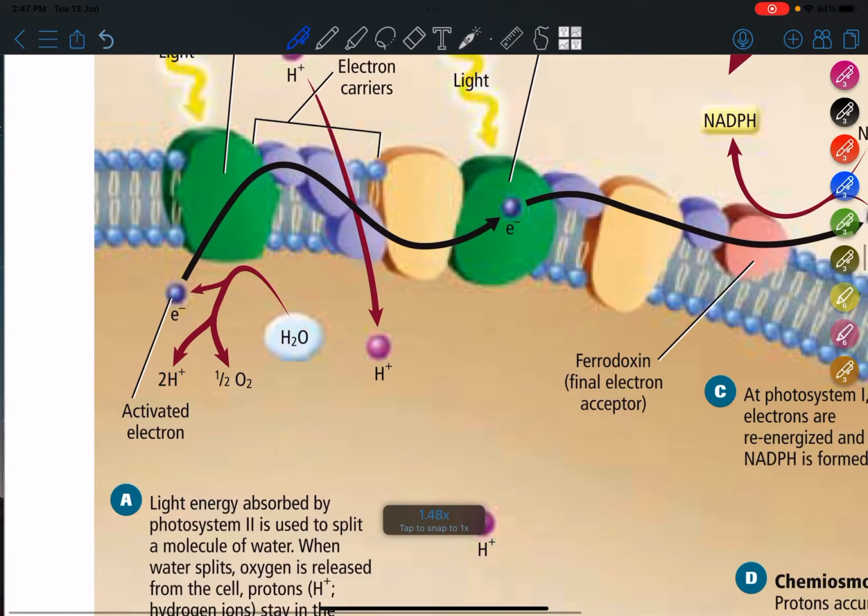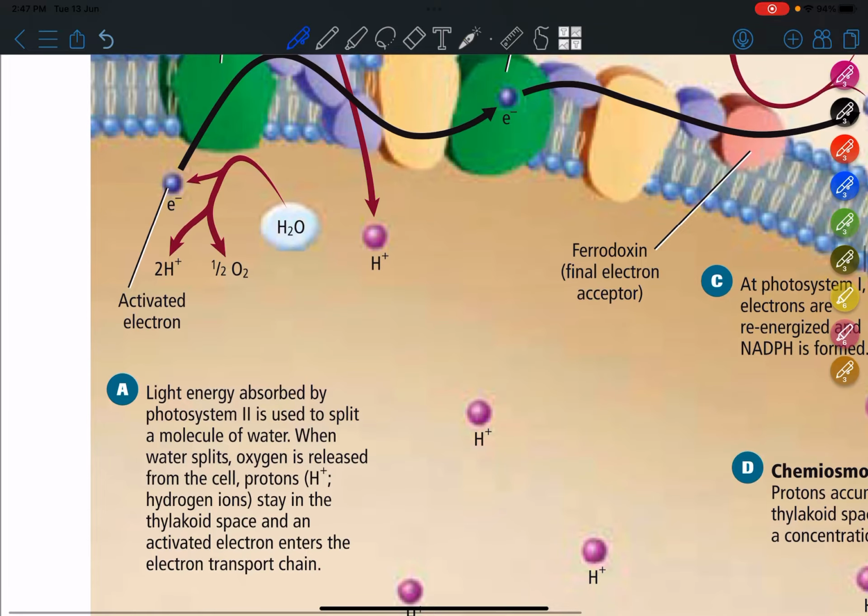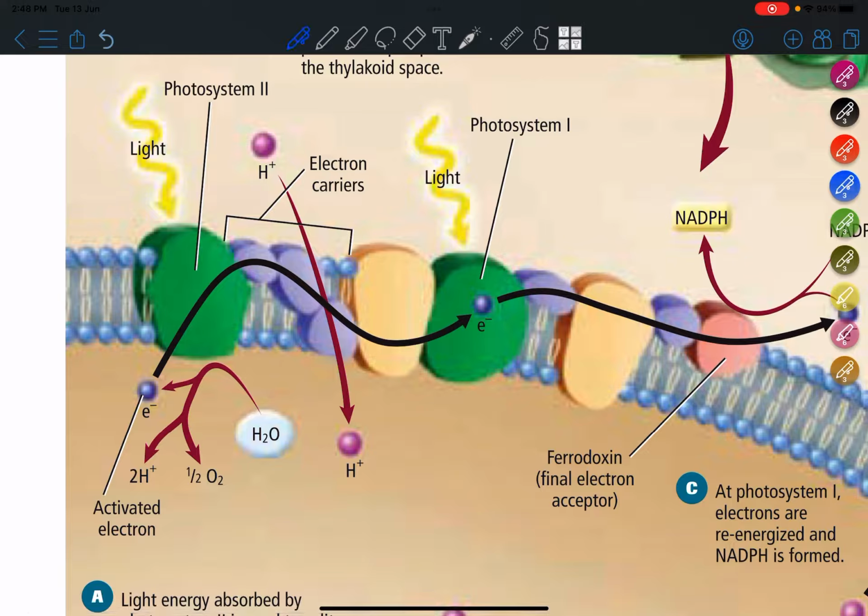So right here, this is the first part, which is A, your first step. So the first step, as we said, the light energy is absorbed by photosystem 2. So you can see here, you would have electrons inside photosystem 2. Light energy hits those electrons and it excites them. The light energy will also hit the water molecule inside. And then what will happen to the water molecule? It will break down.